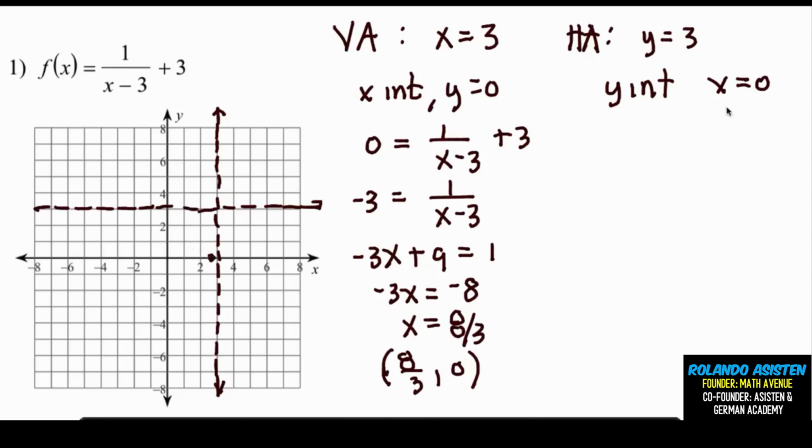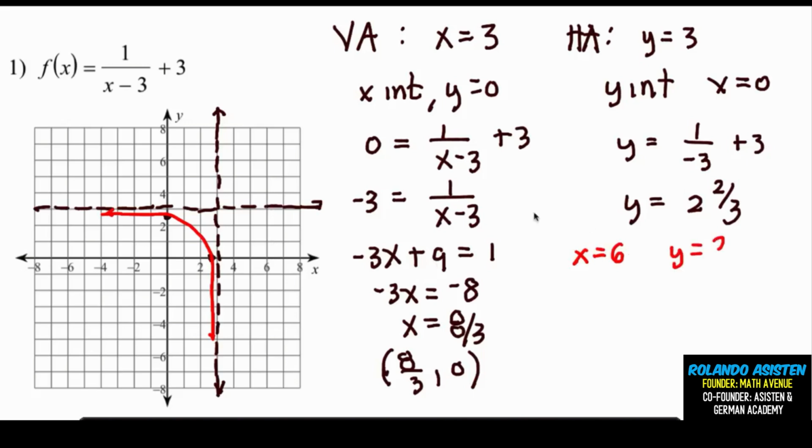Then for the y-intercept, we let x be 0. So if you let x be 0, we have y equals 1 over 0 minus 3, which is negative 3, plus 3. So y equals 3 minus 1/3, which is 2 and 2/3. So y is 2 and 2/3. And now let's connect those points. Next, let's locate any 2 points here. So let's say we locate x equals 6. What is y? So let's substitute. If x equals 6, we have 1 over 6 minus 3, so that means 1 over 3, plus 3. So this is equal to 3 and 1/3. So the point 6, 3 and 1/3 is here.